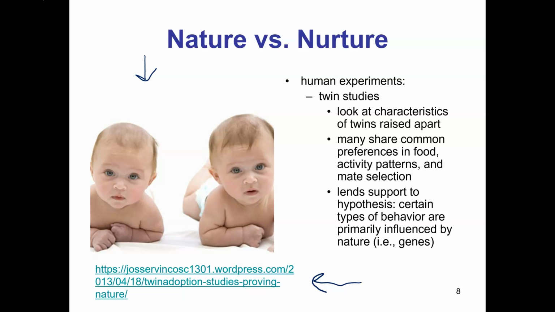So in twin studies, twins that were raised apart still had certain characteristics that were similar. They still enjoyed similar foods. They still had activity patterns that were similar and mate selection that was similar. So all of these lead us to believe that there are definitely genetic influences on behavior. Not all behaviors are influenced by our genes, but many are.